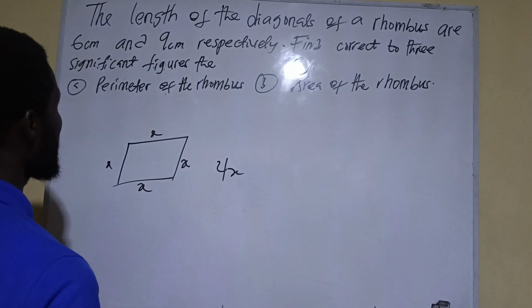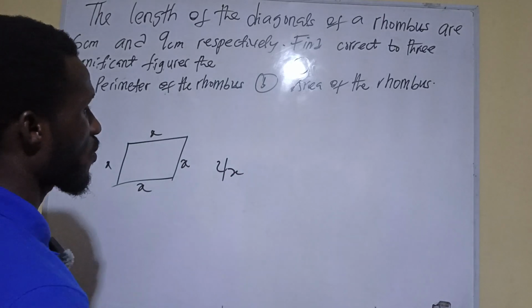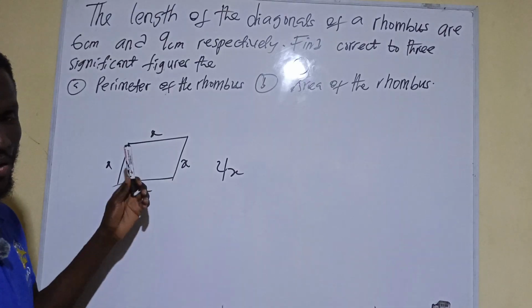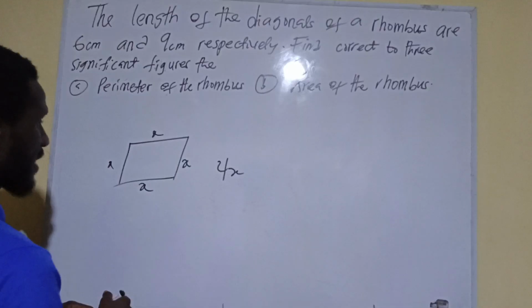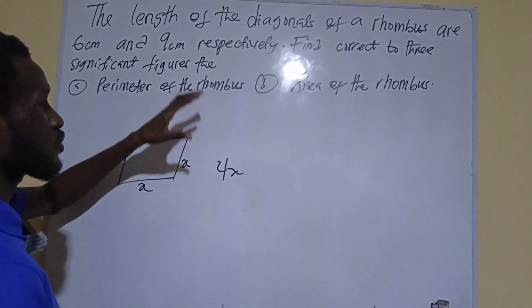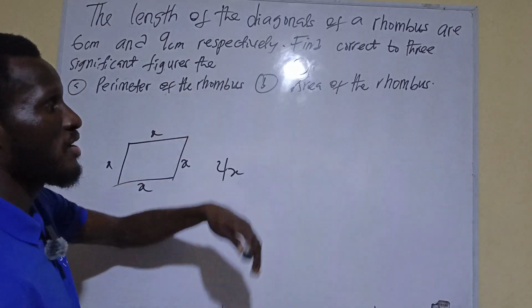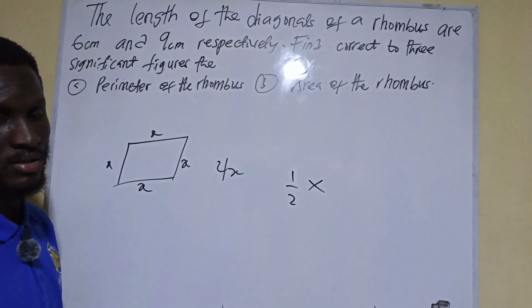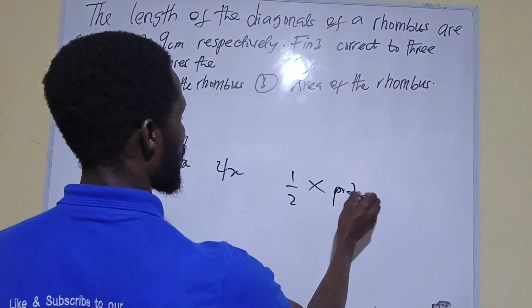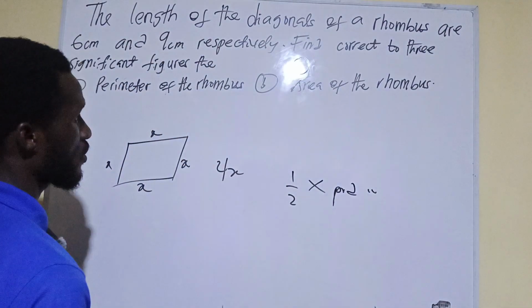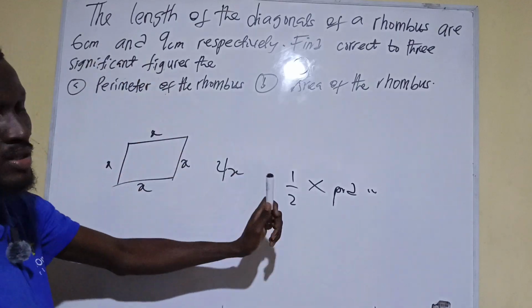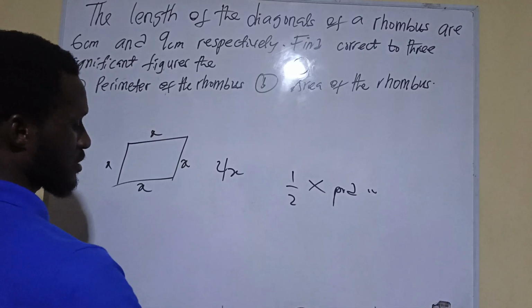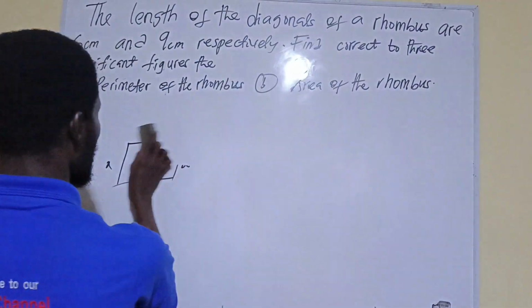Now, what is the area of a rhombus? It is the base times the perpendicular height. Or in terms of diagonals, the area of a rhombus is half of the product of the diagonals. So we multiply the diagonals, divide by 2, and then we get the area of the rhombus. So it is all simple.